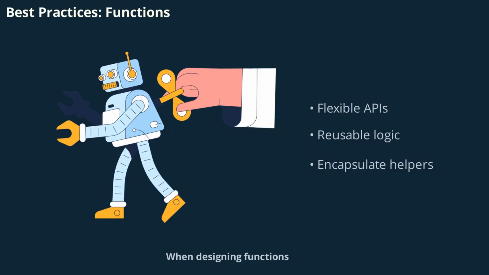When designing functions, use default and named arguments to make your APIs flexible. Leverage lambdas and high-order functions for reusable logic. Use local functions to encapsulate helper logic, and mark small, lambda-accepting functions as inline for performance. These practices help you write robust, maintainable code.